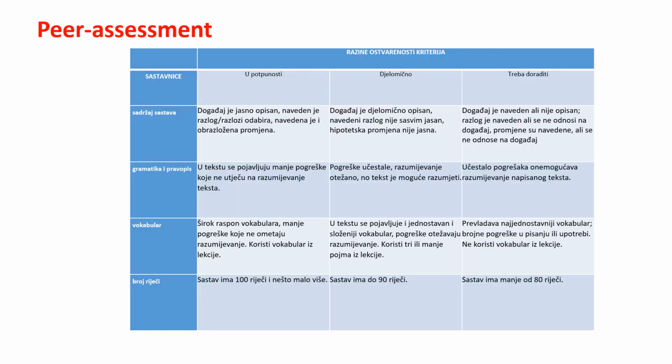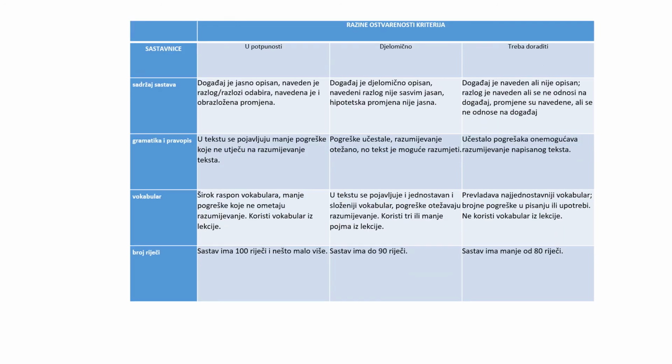This assignment will be used as a peer assessment. Once you finish writing your essay, you will send it to somebody from your class. You can choose your pair, or your teacher will assign you a pair. When you get somebody's essay, use this rubric to evaluate it. When assessing the essay, pay attention to its content, grammar and spelling, vocabulary, and word count. This rubric is in Croatian to make it easier for you to use it. Good luck!